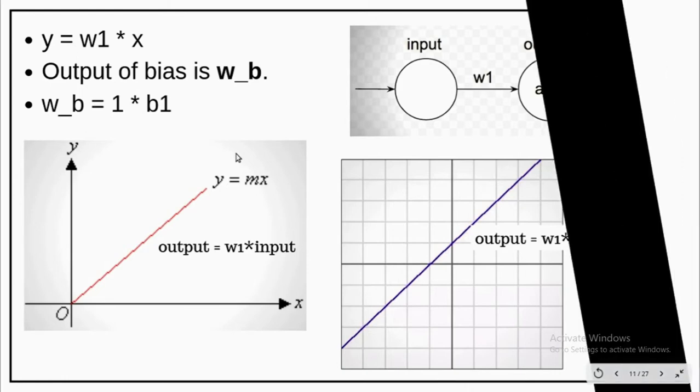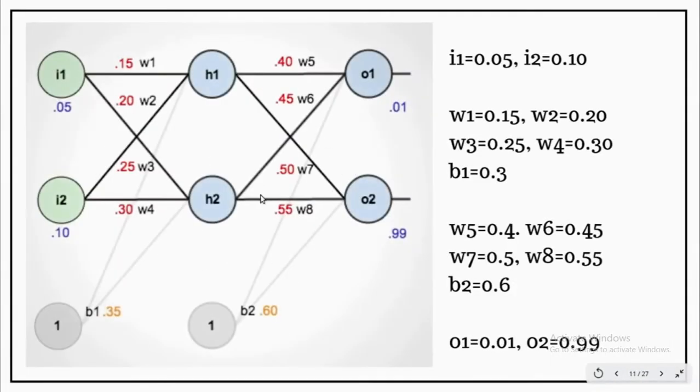Now this is the neural network which we were talking about. All the values have been initialized, from I1 to I2 and weights W1 to W8, and also the biases B1 and B2, and also the actual outputs which we need, that is 0.01 and 0.99.